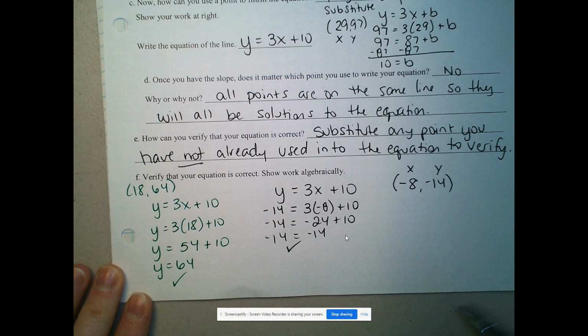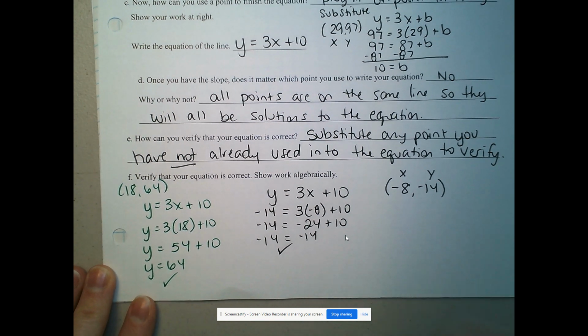So 2 different options for verifying that your equation is correct. You can either substitute in the whole coordinate, see if the left side equals the right side, or you can substitute in just the x value and see if you get the correct y value as your outcome.